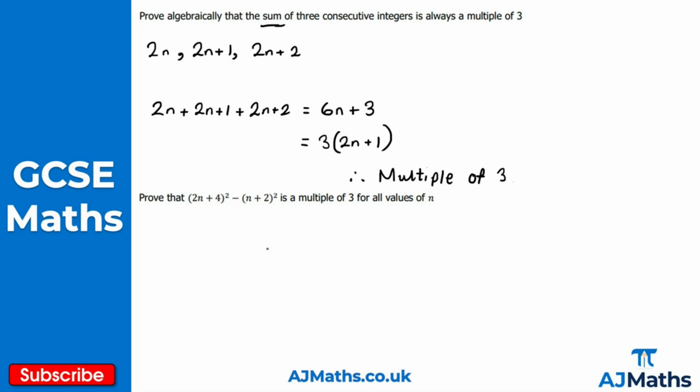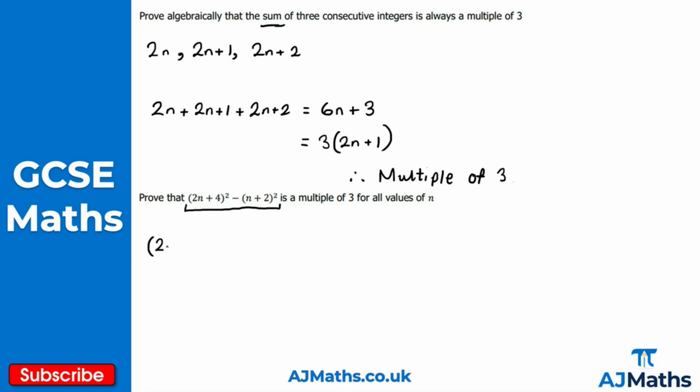If we take a look at this one here now, I want to prove that 2n plus 4 squared minus n plus 2 squared is a multiple of 3 for all values of n. Again, same idea here. If we want to show that it's a multiple of 3, we need to be able to factor a 3 out at the very end. So what I'm going to do here is take this expression and just simplify it, because what I'd expect is once we simplify all this, we're going to get something that we can factor a 3 out from.